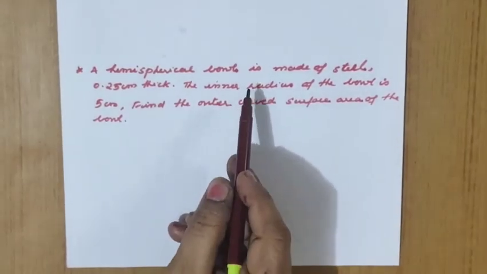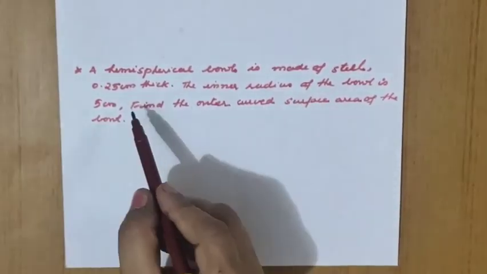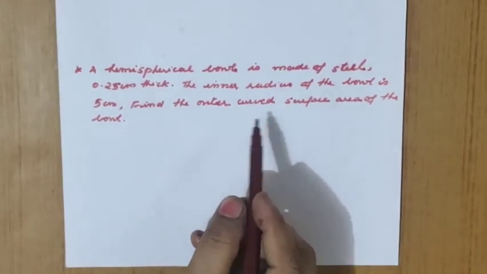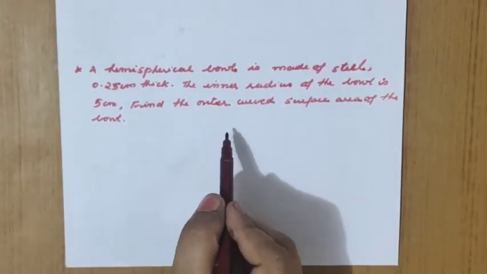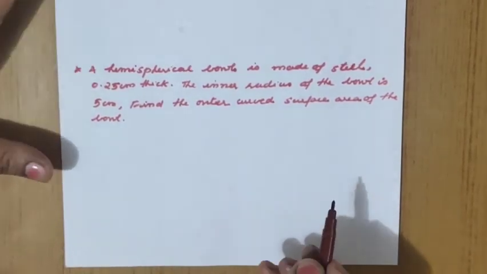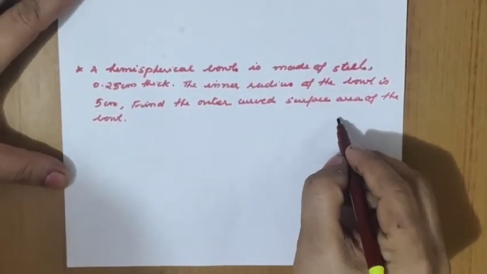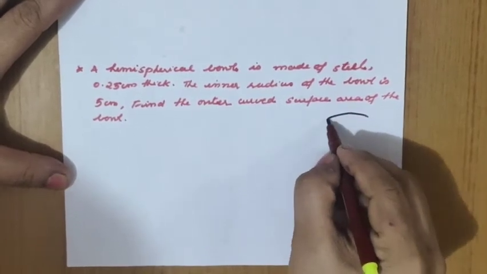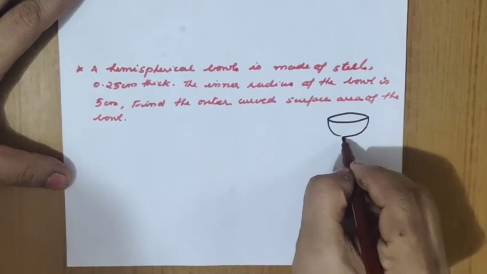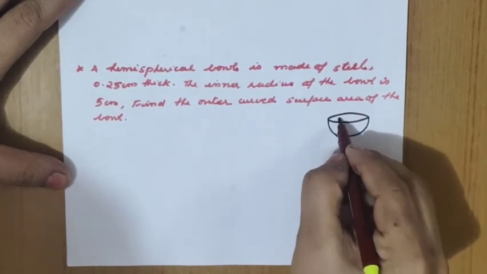A hemispherical bowl is made of steel 0.25 cm thickness. The inner radius of the bowl is 5 cm. Find the outer curved surface area of the bowl. So already you have an idea of the hemispherical bowl. Here the thickness is given, and we will get the bowl like this, with the thickness also there.